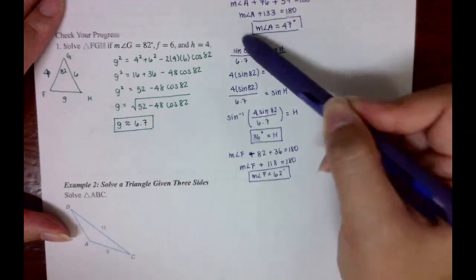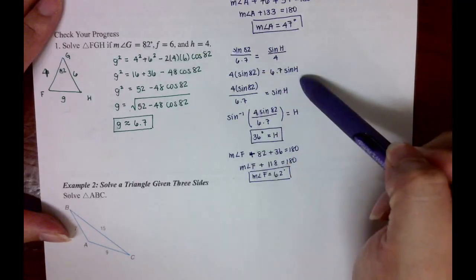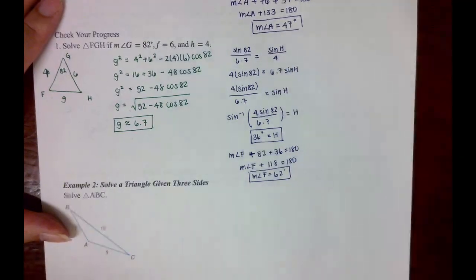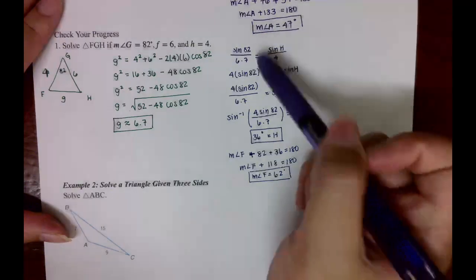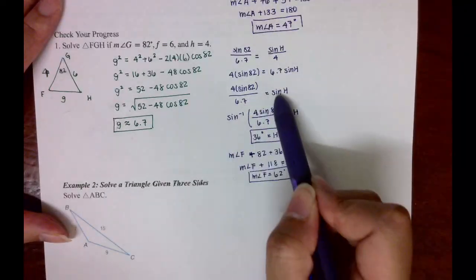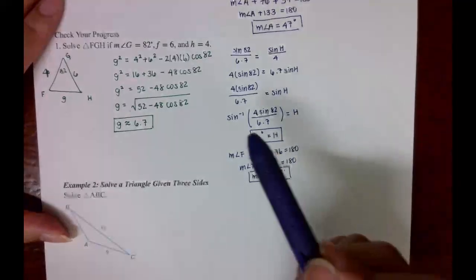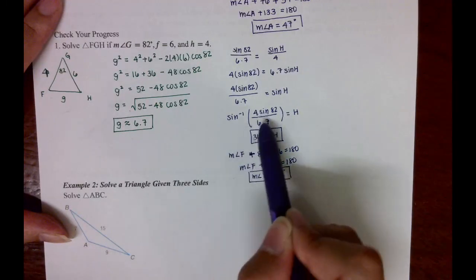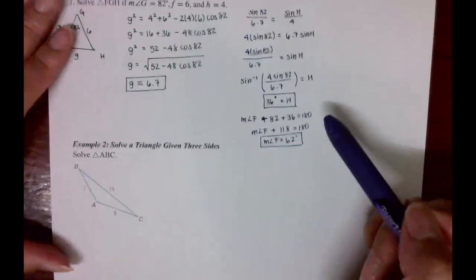So again, cross multiply, that leaves me with this. Get rid of the 6.7 that's being multiplied to the sine operation, so divide. And then get rid of the sine operation by doing its inverse, which is sine inverse here. Enter it all into my calculator, 36 it is.